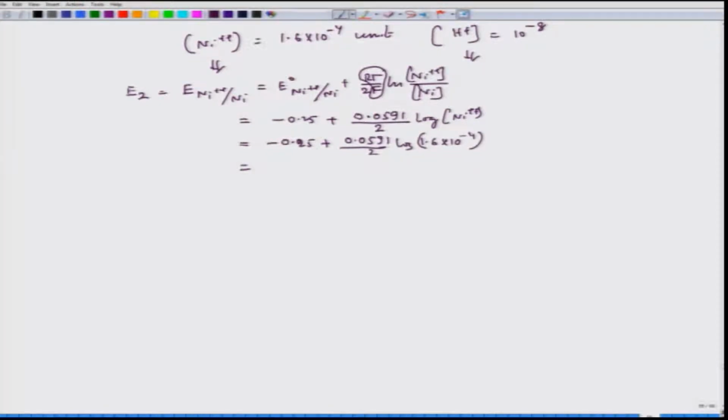So, the value becomes minus 0.25 minus 0.112 volt, equal to minus 0.362 volt. So, E2 is nothing but this much.